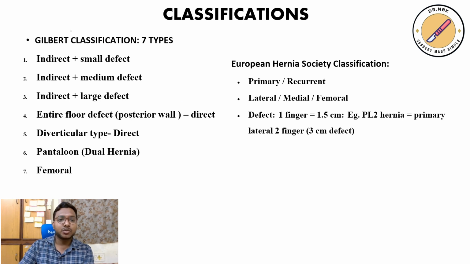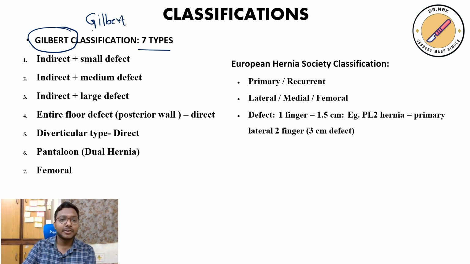Now, moving to the next one, which is called Gilbert classification. Here we have 7 types. Please understand, you can easily remember Gilbert: the word Gilbert has 7 letters, so you can remember it is of 7 types. Again, type 1, 2 and 3 are indirect hernias, whereas type 4 and 5 are direct hernias.